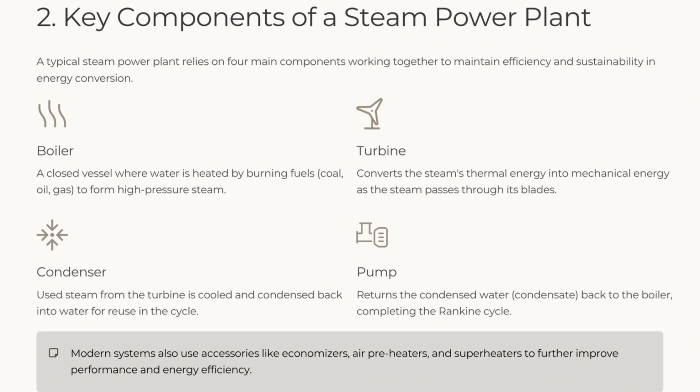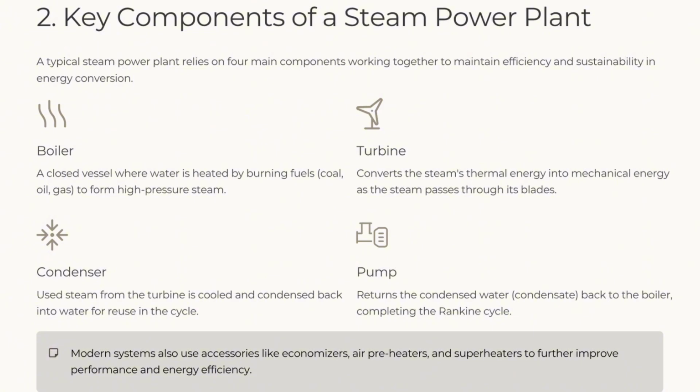Turbine. The steam turbine converts the steam's thermal energy into mechanical energy. When the high pressure steam flows through the turbine blades, it makes them spin. This spinning motion can drive a generator to produce electricity. So, the turbine is where energy conversion from heat to motion happens. After passing through the turbine, the steam loses its pressure and becomes used steam. The condenser cools this steam and turns it back into water called condensate.